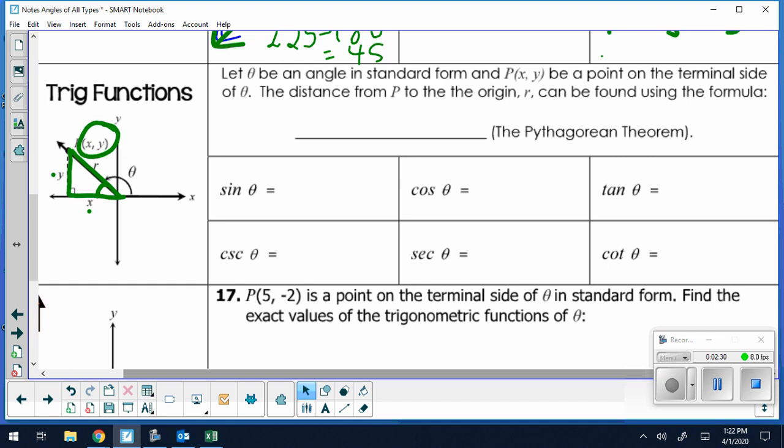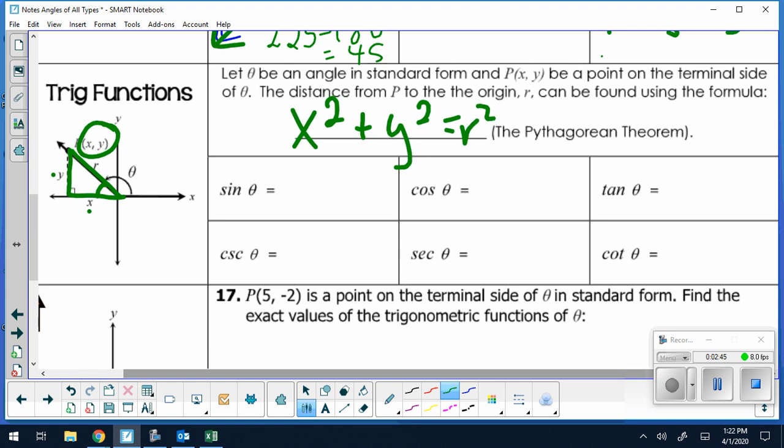Okay, so watch what happens. First of all, how would I find my distance r? Well, this is a right triangle, so I would do it with the Pythagorean theorem: x squared plus y squared equals r squared. The reason we use r is that it's going to stand for radius, because we're going to be doing the unit circle, and circles have radii. So that's why we're using that.